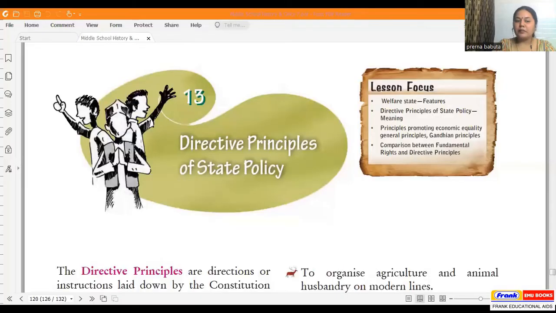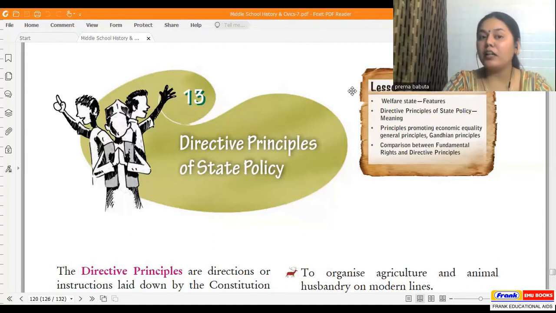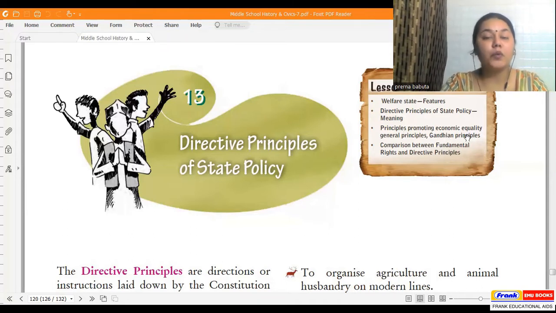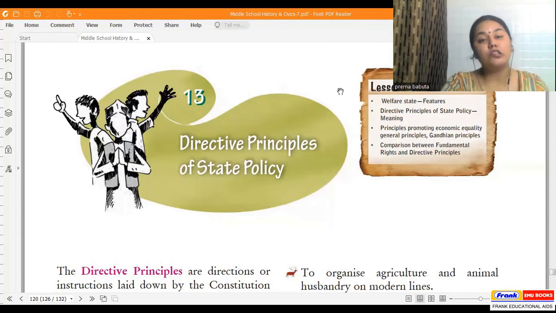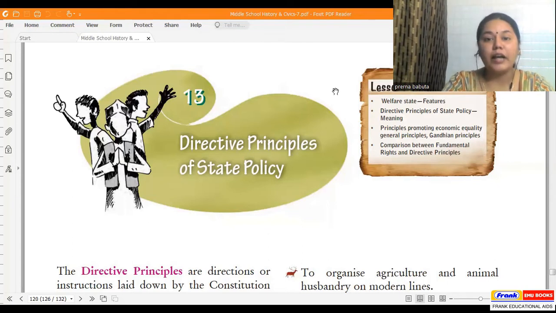So chapter number 13, which is by the name Directive Principles of State Policy. And what are the key points or main topics that we are going to cover in this chapter? First is welfare state features. And of course, we're going to also understand the meaning of directive principles of state policy. Then principles promoting economic equality, general principles and Gandhian principles. And then we are going to also understand the difference between fundamental rights and directive principles of state policy. All right.